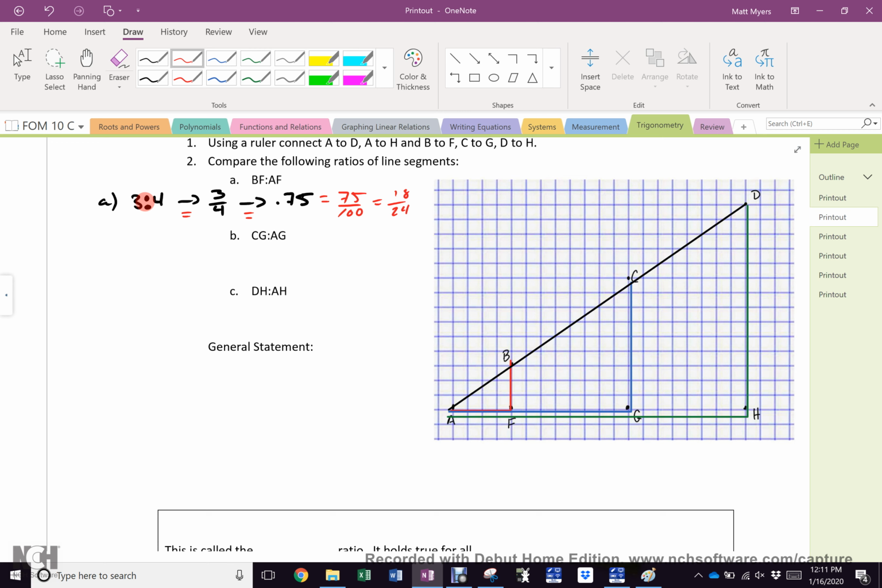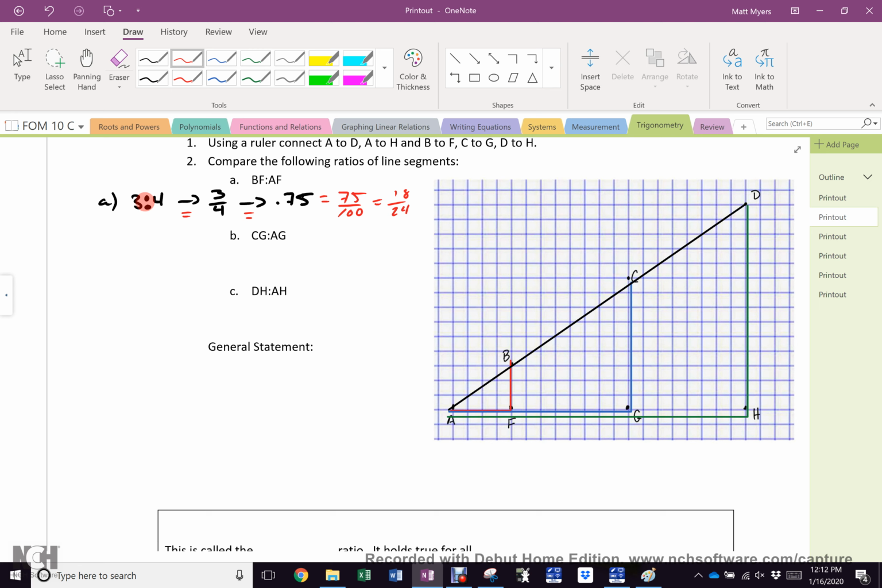Now, being the intelligent young people that you are, and it is going to be visible on the actual board, I'm going to come up to here right now, and I'm going to write what is CG to AG. What's CG? 9. What's AG? 14. Or 12. 12. Okay, so that would be 9 to 12. Knowing what you know, what is it also? 3 to 4. 9 over 12, which is also 3 over 4, which is also 0.75.